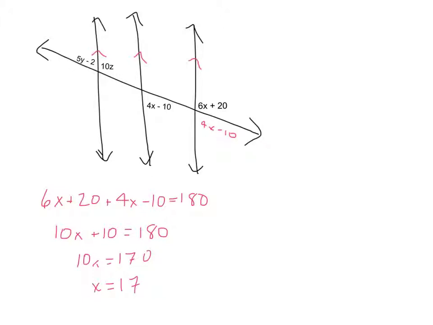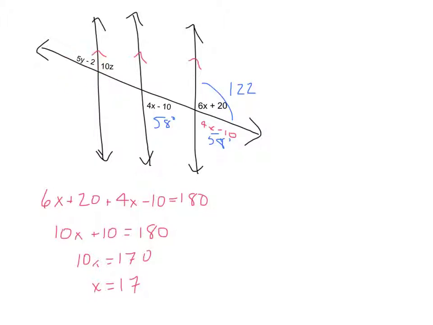Alright, so now that we know x equals 17, we're going to plug that back in. So 17 times 4, if you use a calculator, that tells you that is 68 minus 10. Means this angle here is 58 degrees. This angle here is 58 degrees because they're corresponding. Now, if we want to figure out this angle here, there's two ways. We can plug 17 in, or we can just take 180 minus 58 and get 122.